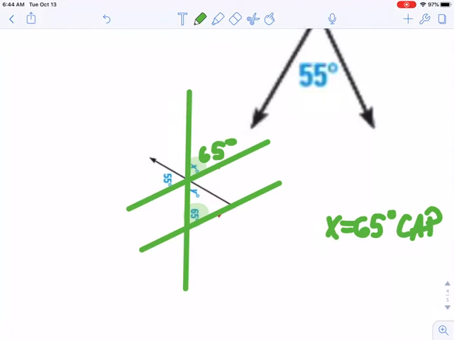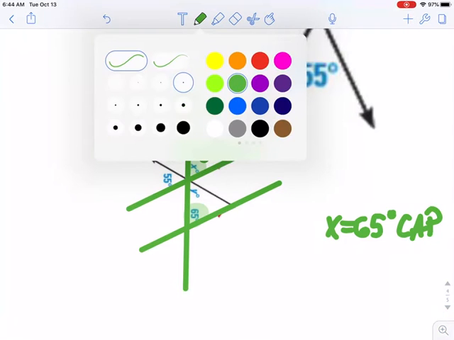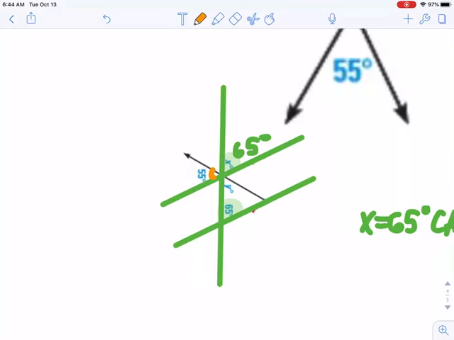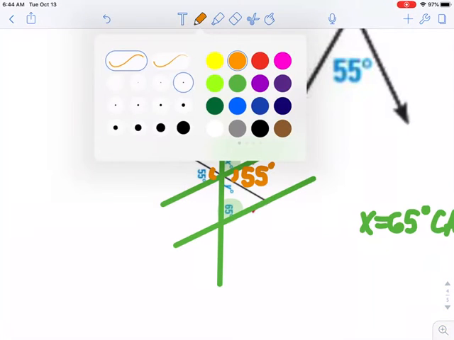Well, what about y? I'm a little stuck. I got this triangle on the bottom. I got this 55 kind of floating out. They're not vertical. Y is not vertical with 55. I don't know really what to do, so let's just kind of ramble. Well, 55 and that angle right there, those are vertical angles. So that's 55 degrees as well. Okay.